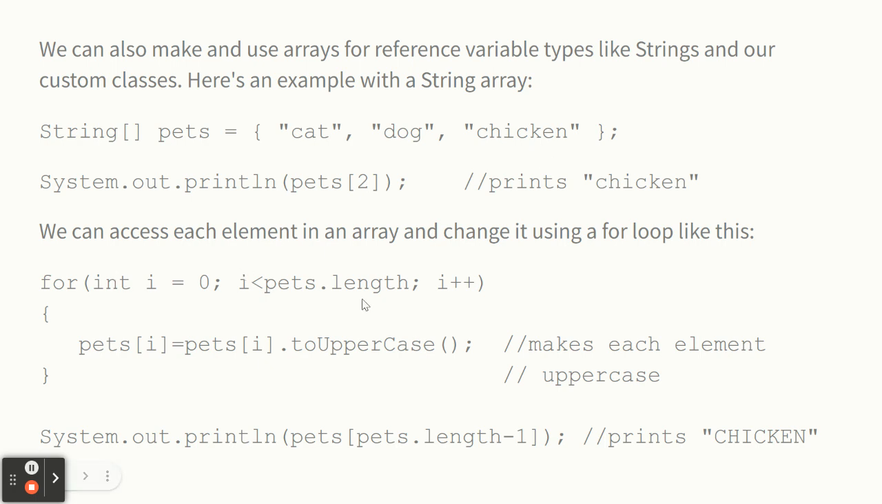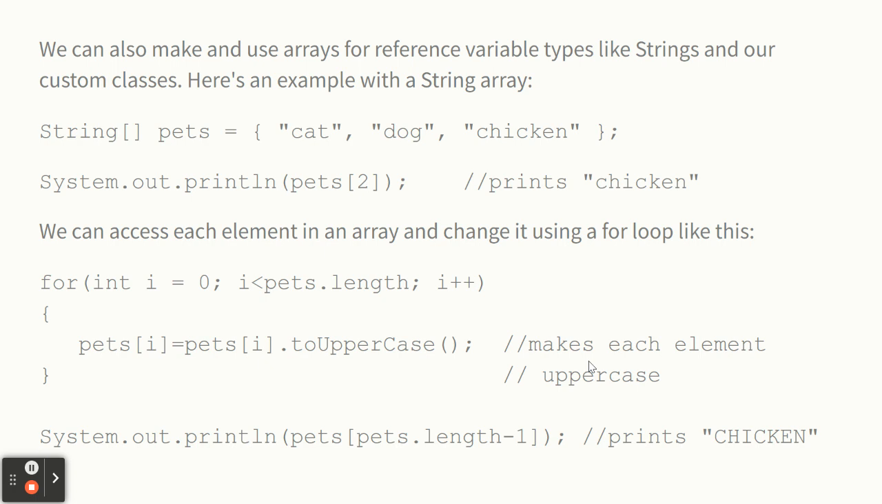And we can access each element in array and change them. Look at this. I'm changing all the pets to be uppercase. So I made a for loop from 0 to less than pets.length. Pets i equals pets i dot toUpperCase. That makes each element uppercase. So you can go through an array and do something to each one. You could check how long they are. You could, if they were numbers, you could add numbers and change them.